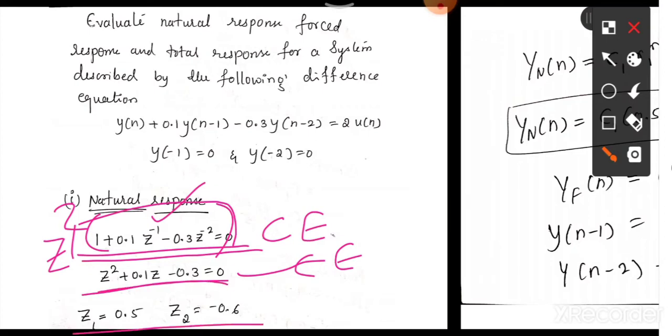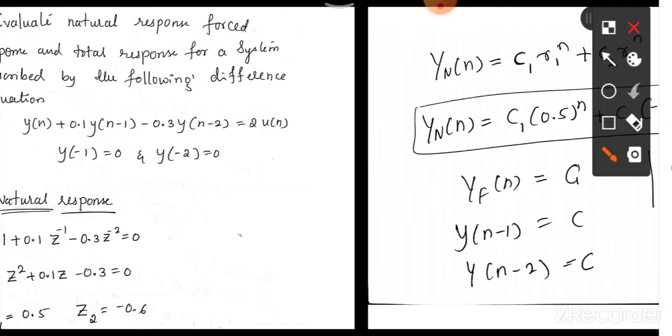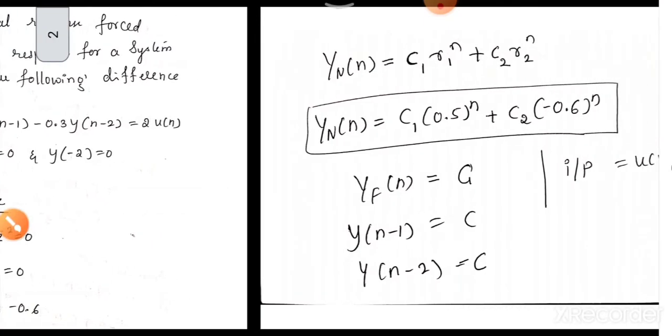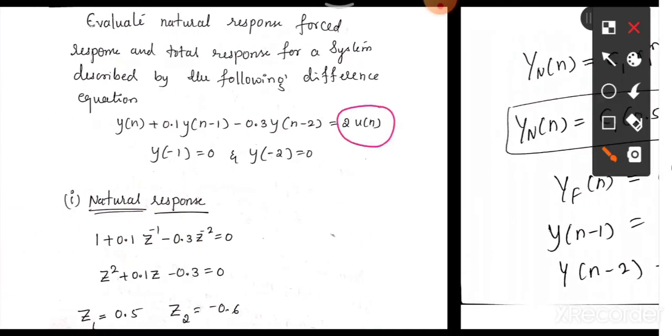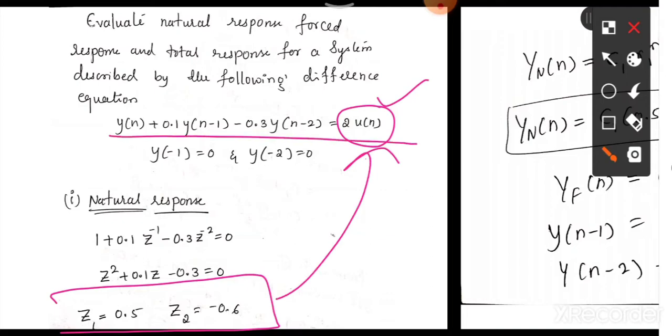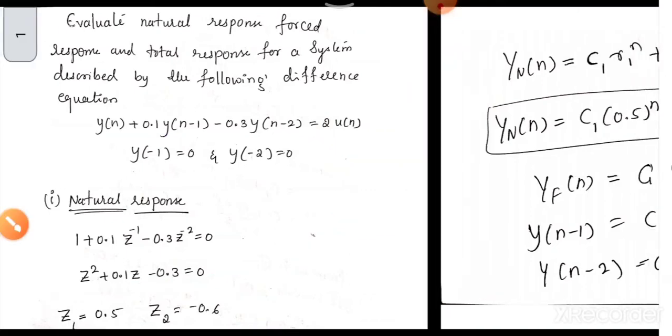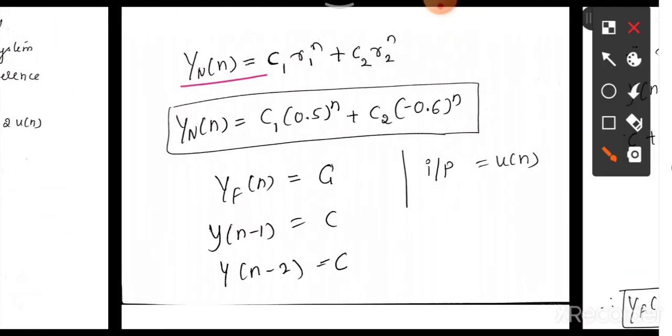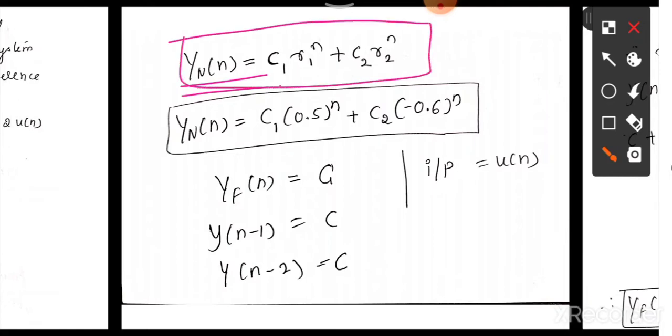Solve this as a quadratic equation. By solving, you will get z1 equal to 0.5 and z2 equal to minus 0.6. Now the roots are real and distinct, not repeated, and the 2u of n input does not contribute any roots, so this will not depend on the input. When roots are real and distinct, the natural response structure will be c1 r1 raised to n plus c2 r2 raised to n. Just go through this structure of natural responses.